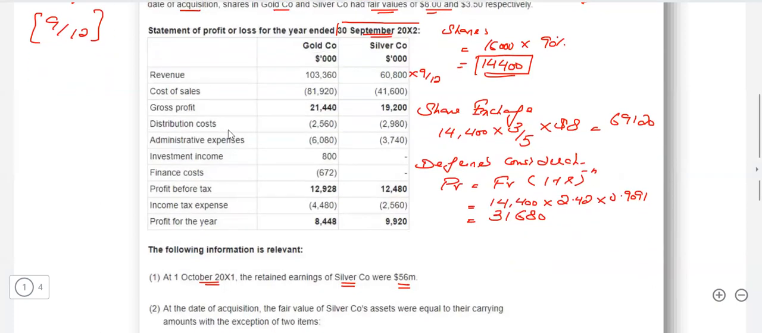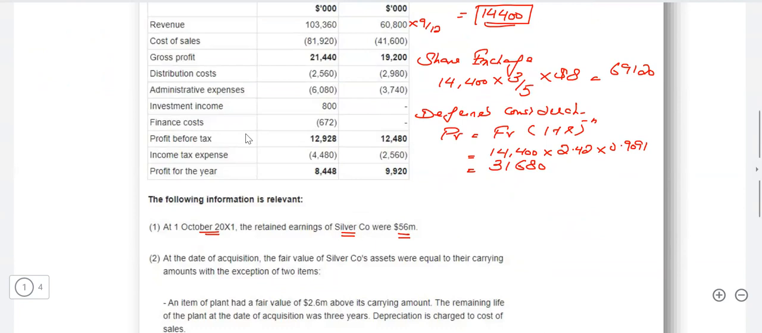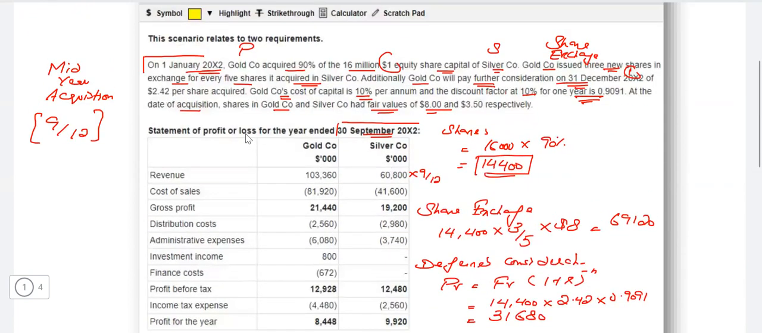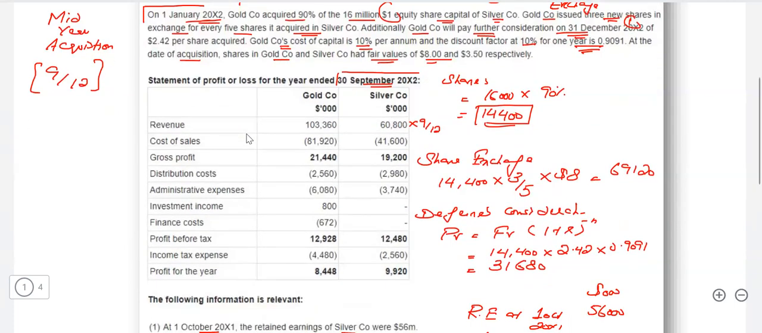So that simply means that we need to take the retained earnings at 1st October 20x1, which is 56,000, taking in the 000. And then we need to add the profit from 1st October to 1st January. So October, November, and December. So this is actually a 3 months profit that we need to add into the retained earnings at 1st October. So you see the profit for the year of the subsidiary is 9,920.